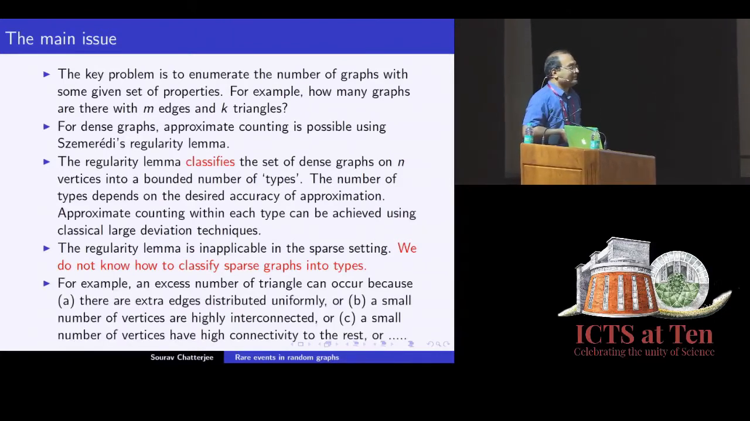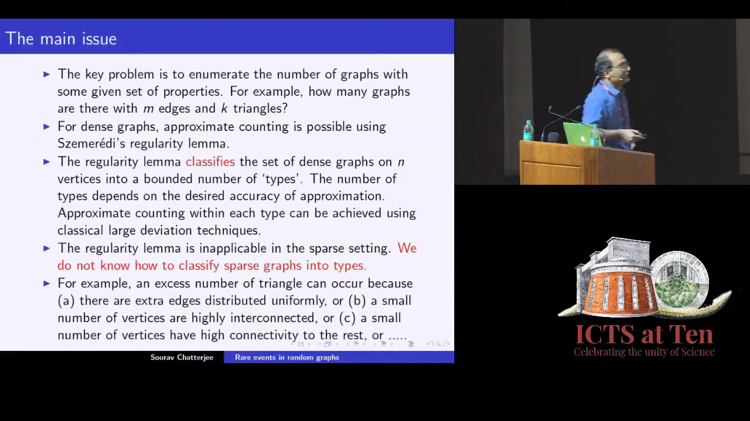And in the sparse setting, many things may happen. This excess number of triangles can occur because there are extra edges distributed uniformly, or a small number of vertices that are highly interconnected, or a small number of vertices that are highly connected to the rest of the vertices, and many other things that you can think about.